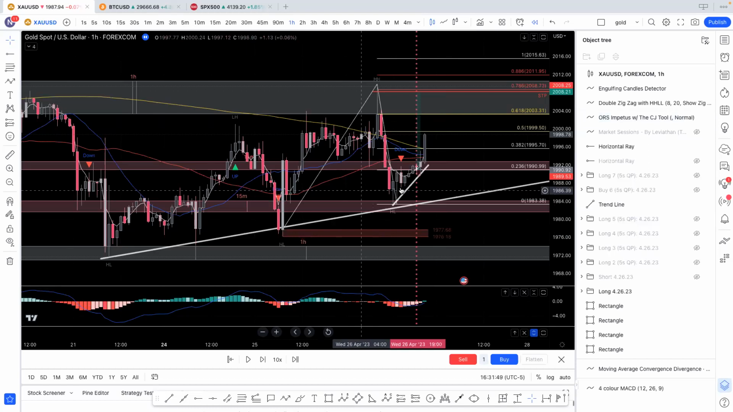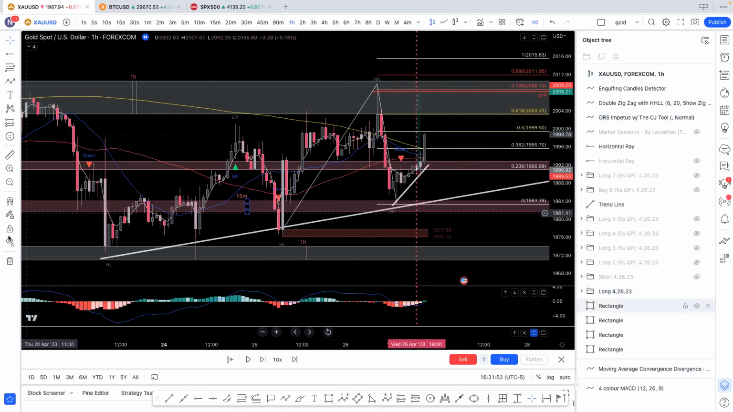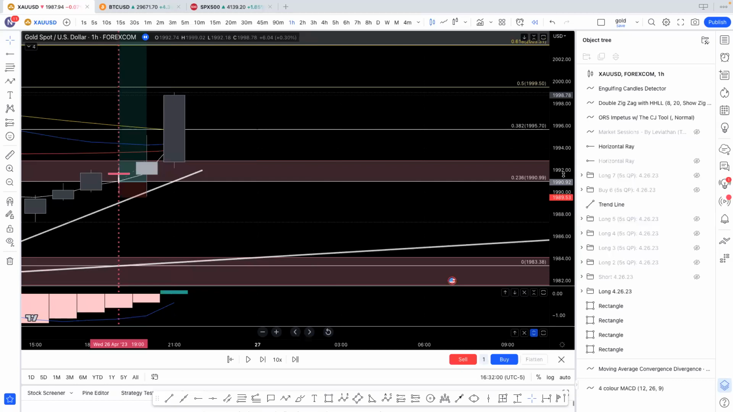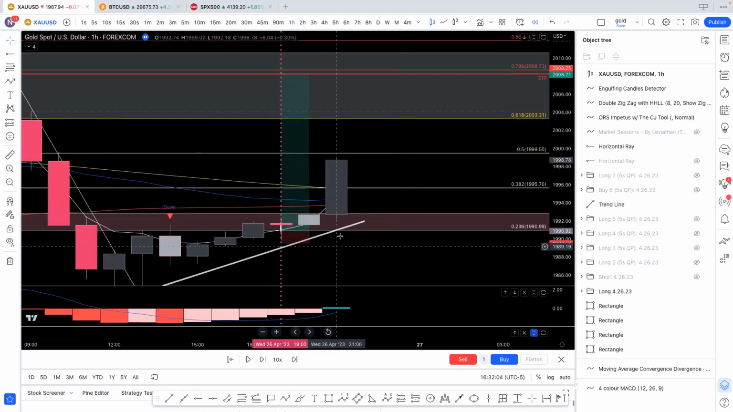All right, so I put a position in place. It's very small to see, but let me zoom in so it can be seen. All right, so there's my position.